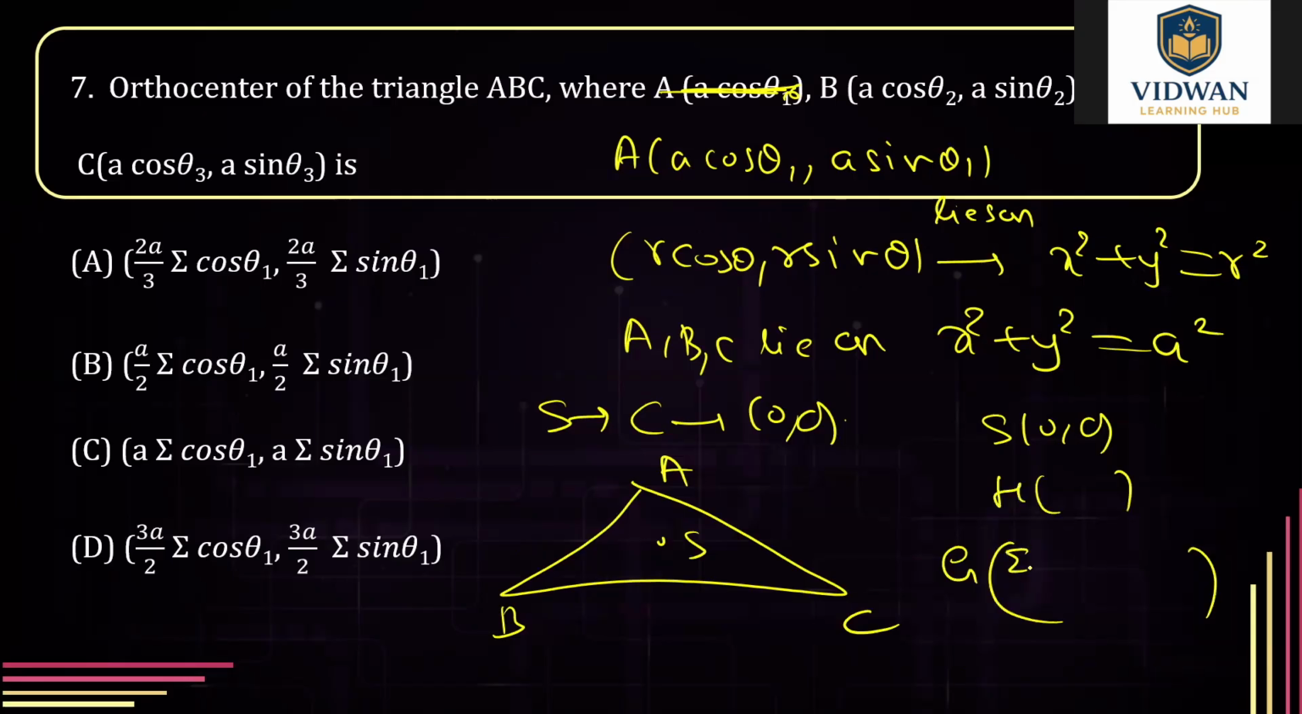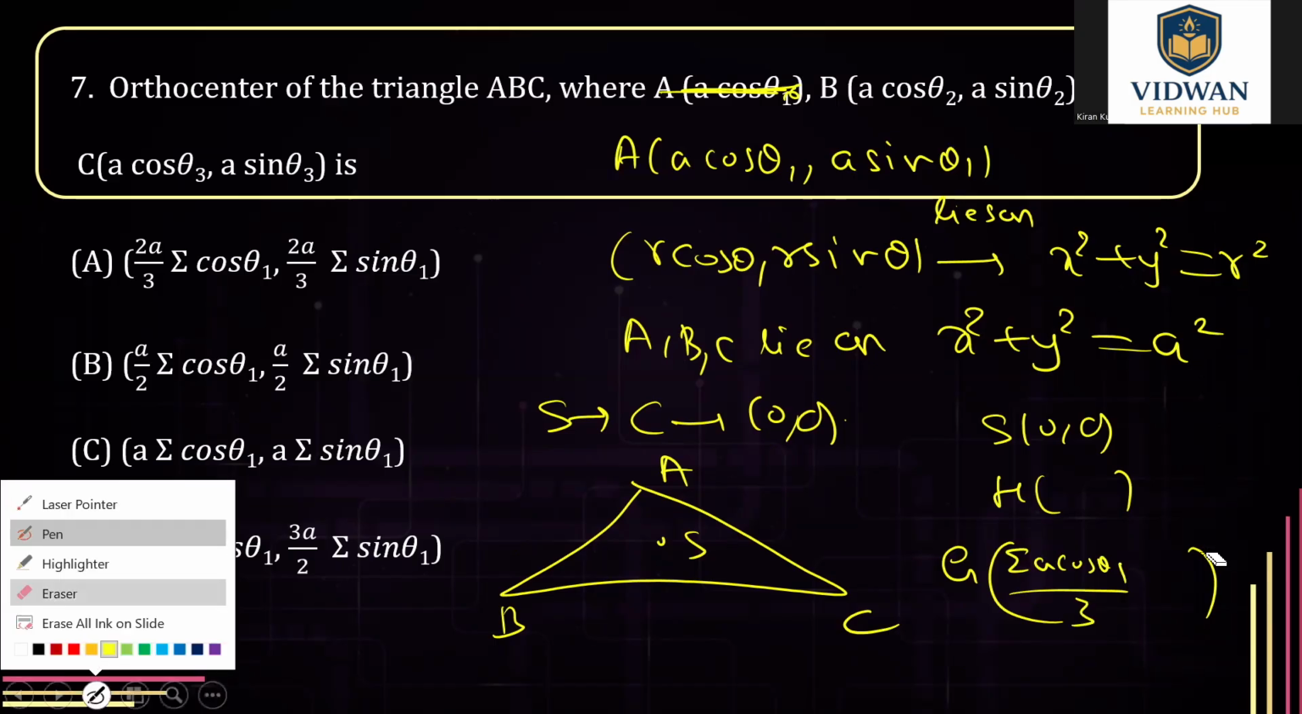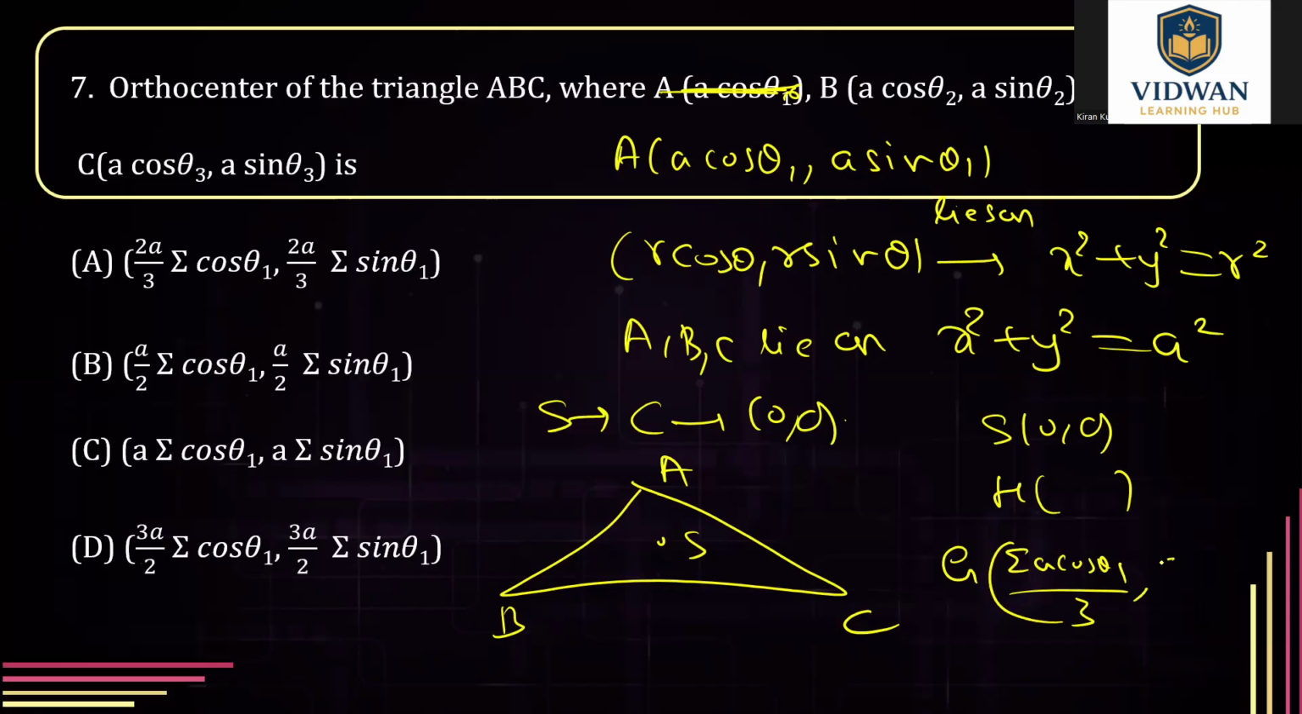So you can just say sigma A cos theta 1 by 3 and sigma A sin theta 1 by 3. Just you have to add and divide by 3. So once you know this, you want to find, say, H, how will you find it? 3G equals 2S plus H.